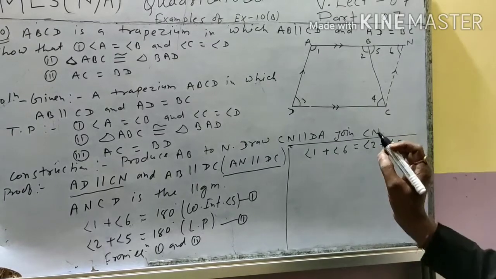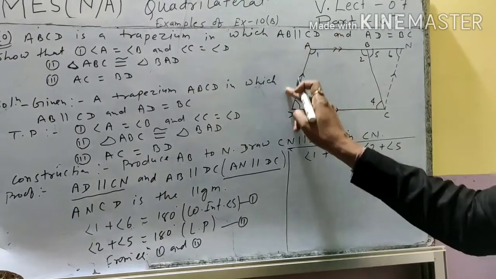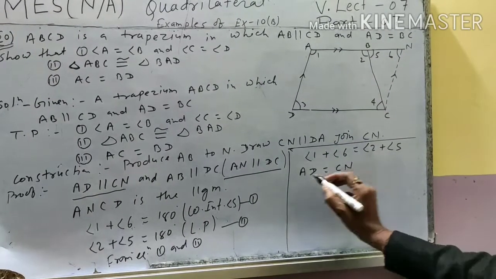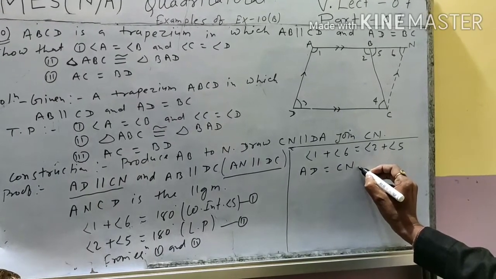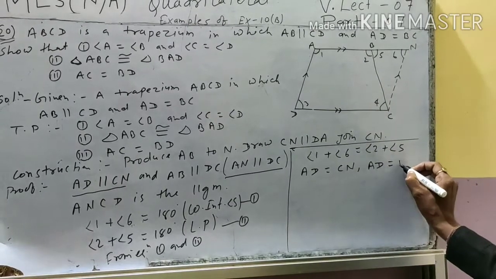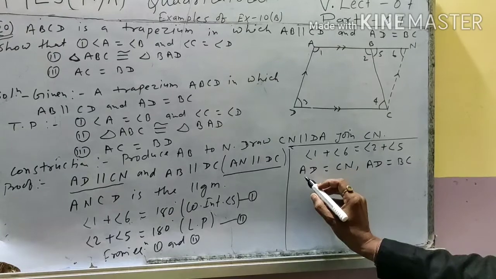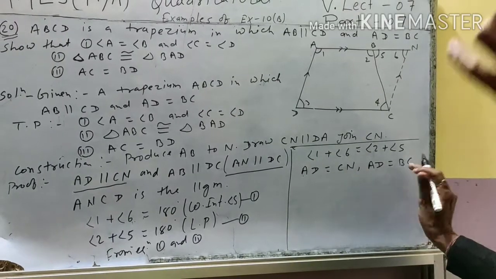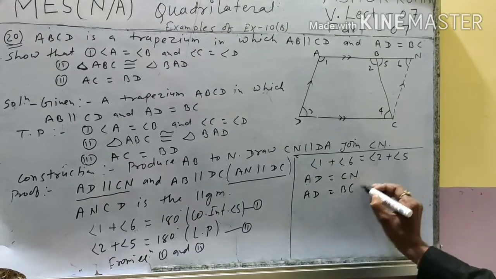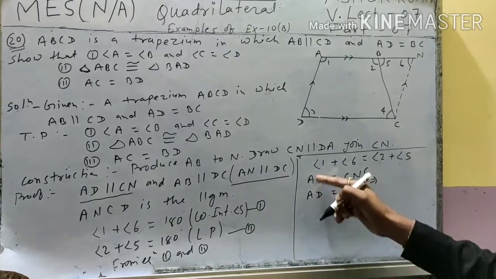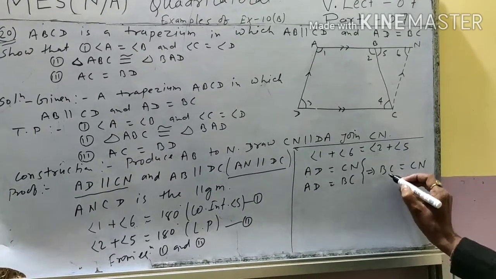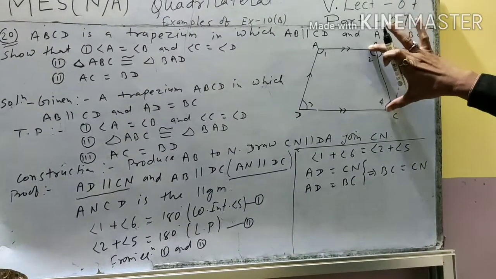Okay student, here one information, if this side is parallel to this side, so we can write here AD is equal to CN, and here is another information, AD is equal to BC. Write down here, AD is equal to CN and AD is equal to BC. So we can write here BC is equal to CN, that means this side is equal to this side.